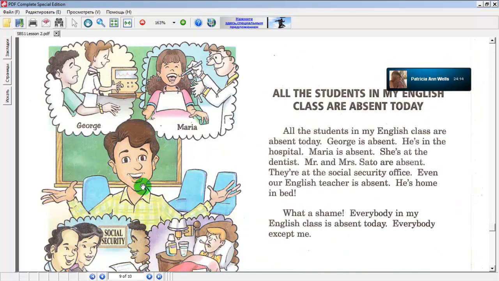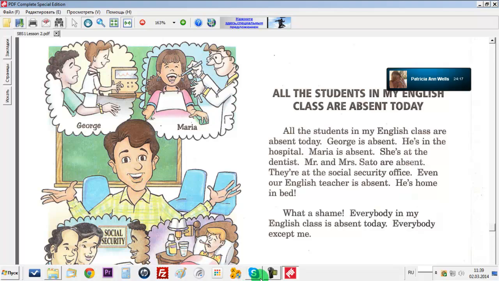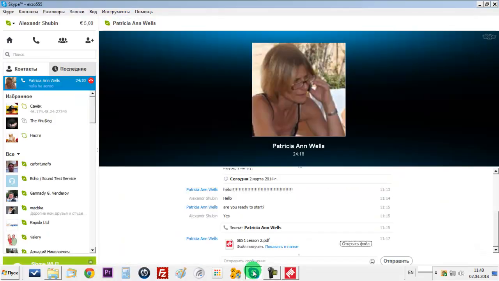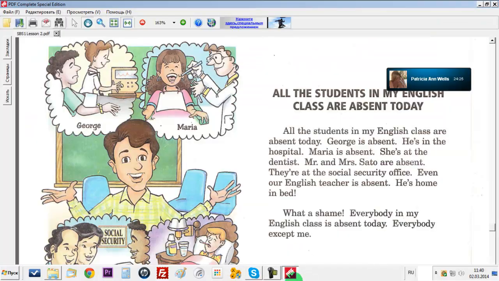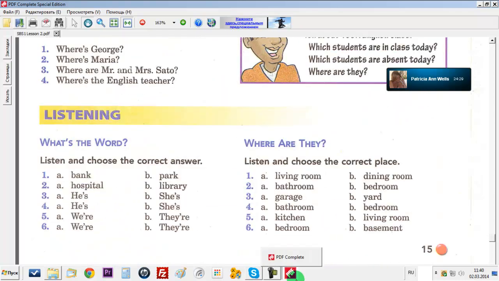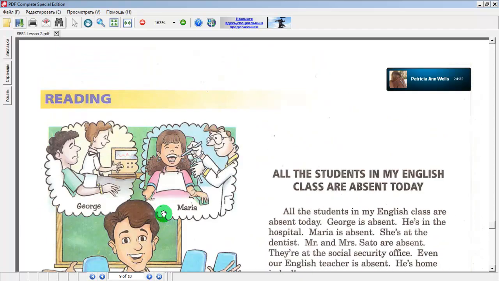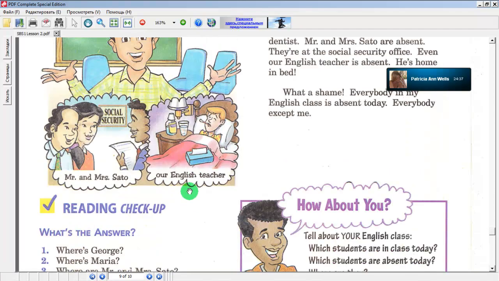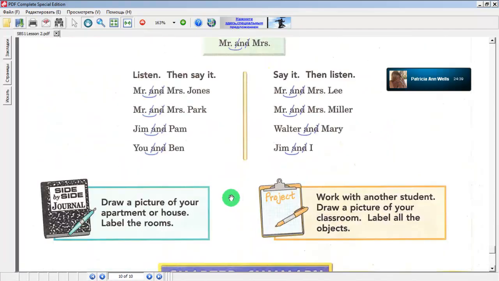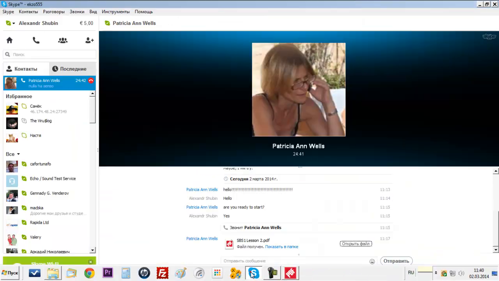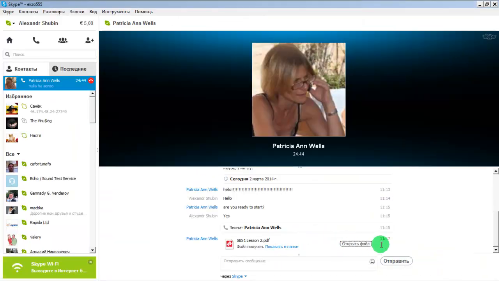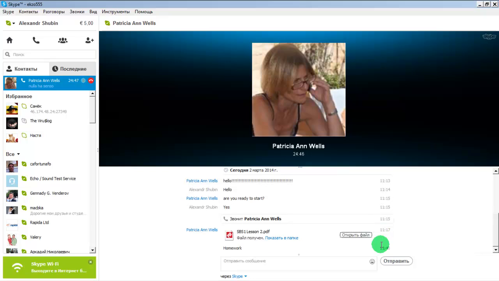Now, what I would like you to do for next time is to do page 15. Okay, so that will be your homework. Page 15. Homework, complete page 15.